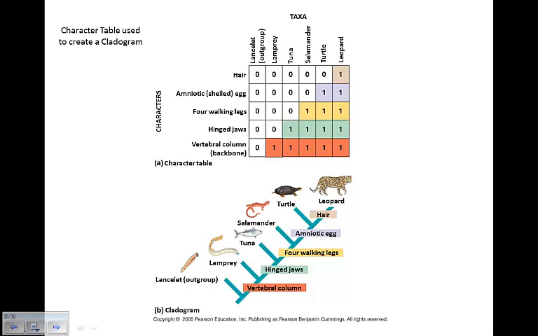All right, like I said, we're going to go ahead and practice these and figure out how to put these together in class.